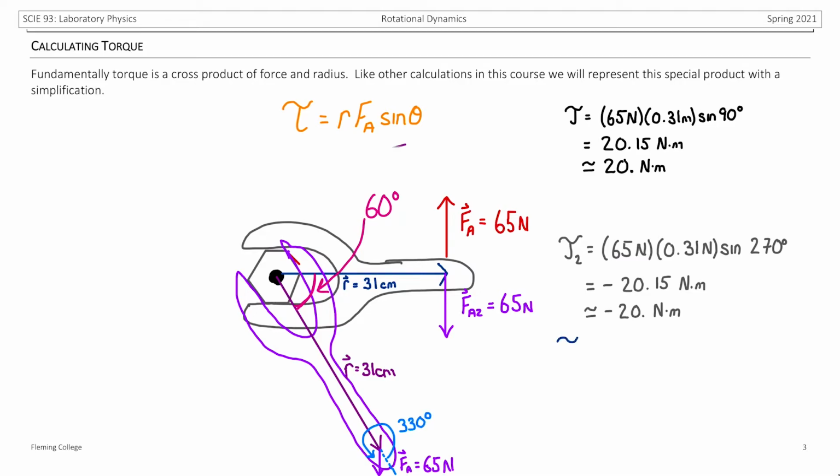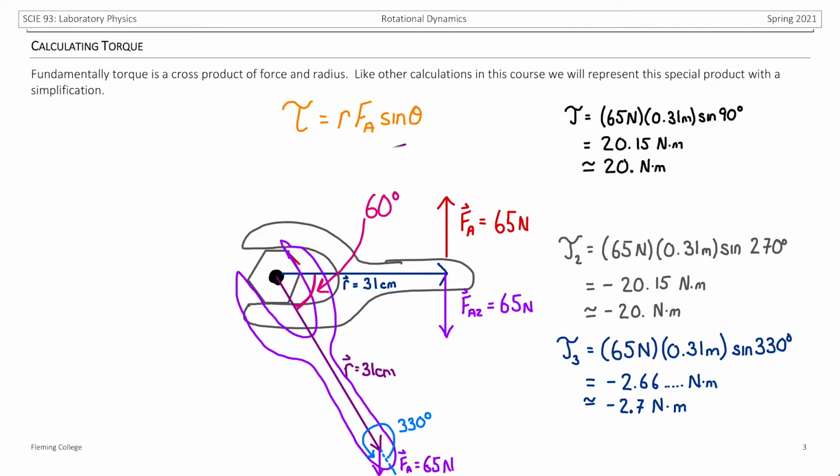If we calculate our torque this time, which is 65 newtons multiplied by 0.31 meters times the sine of 330 degrees, we get negative 2.66 and a whole bunch more information, which is approximately negative 2.7 Newton meters. So we notice as our force applied differs from perpendicular to our radius, we decrease the amount of torque we can generate. So as we move down, if we don't adjust our force direction, our torque decreases.